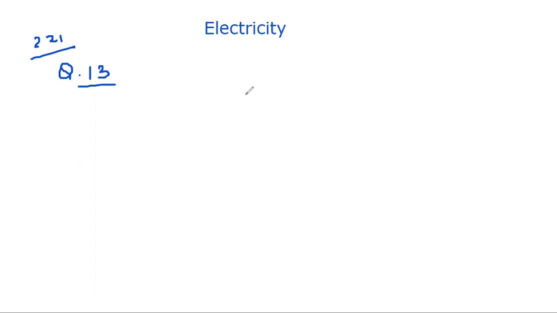So here we are given V equal to 220 volt, two resistances RA, RB, both are equal to 24 ohm. Now we have to find out the current when they are connected separately or in series or in parallel.